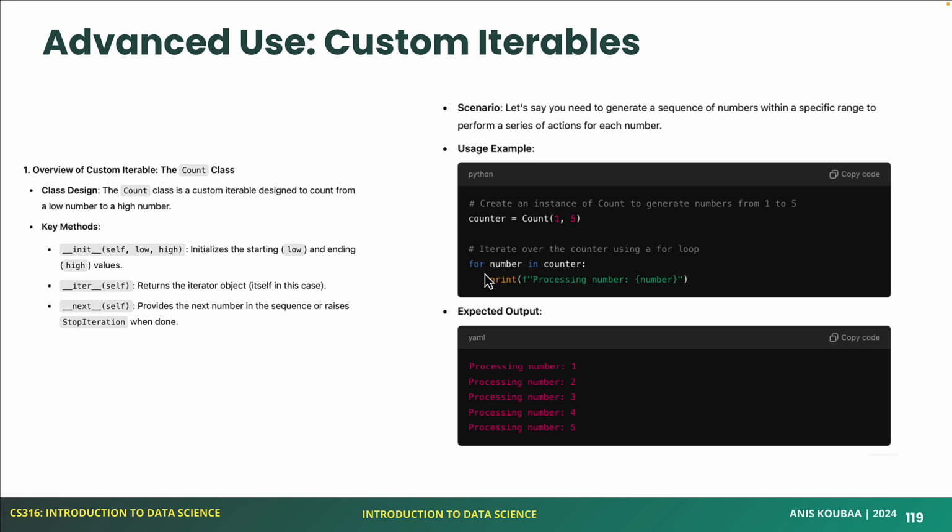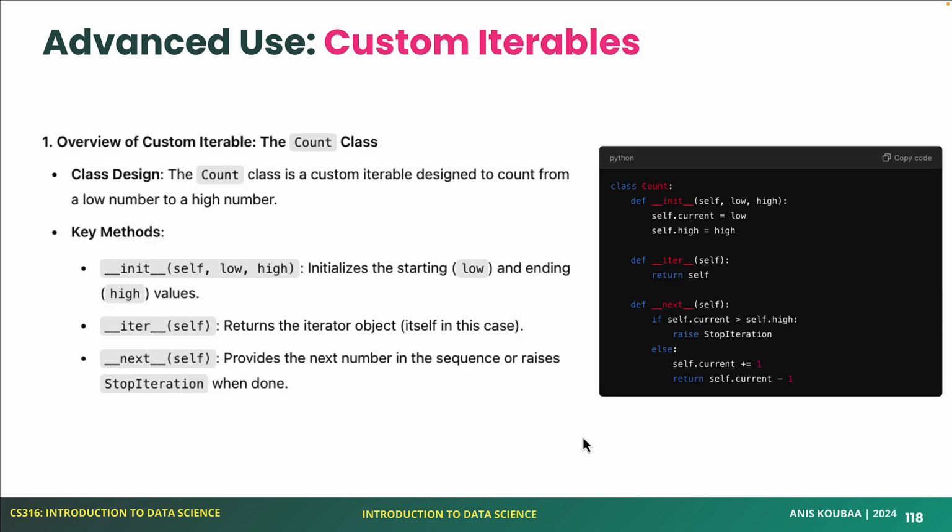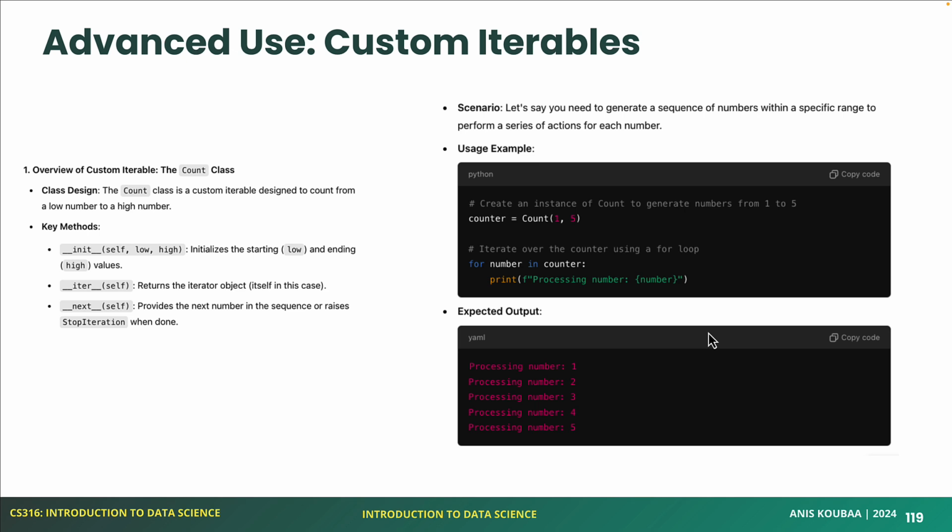And then, since this is an iterable, I can use a for loop to go through all the numbers of the counter. So if I just call print processing number, you will see it will go from 1, 2, 3, 4, 5. When it reaches 5, it will raise this exception, and this will let the iterable object know that it has reached the end of the iterations. Okay?